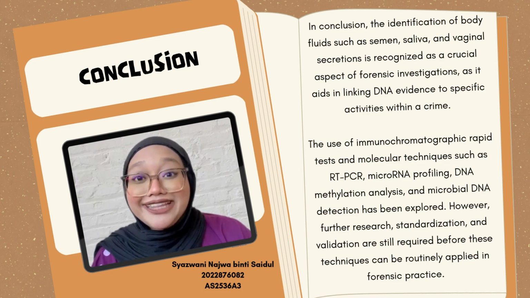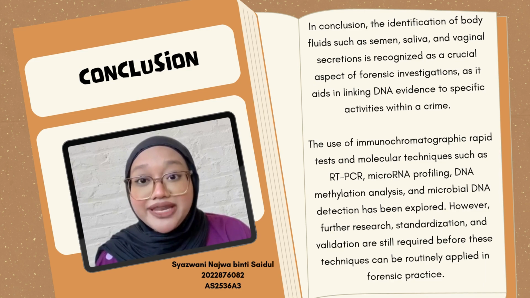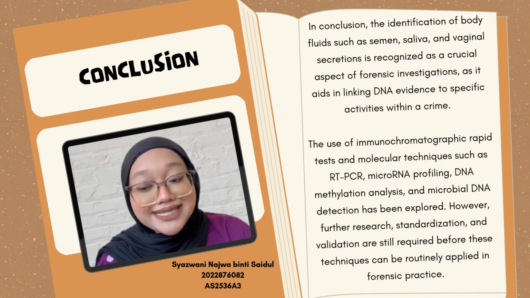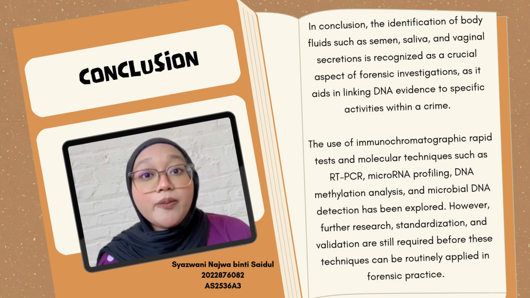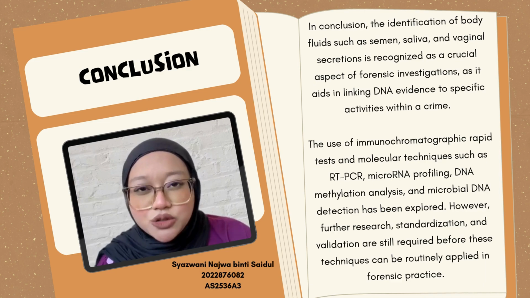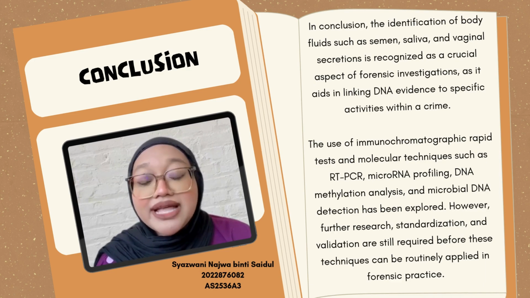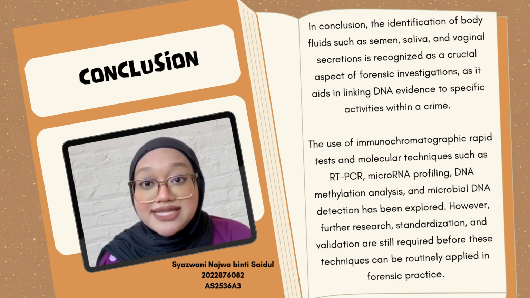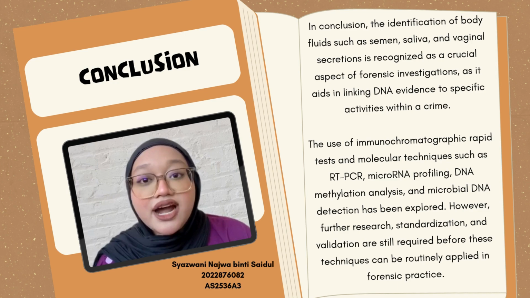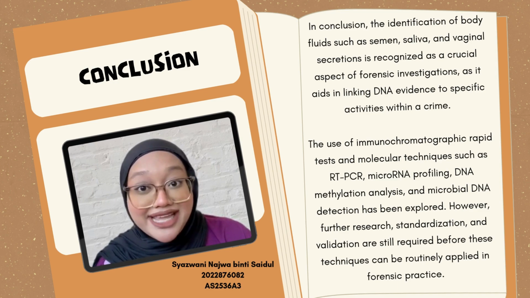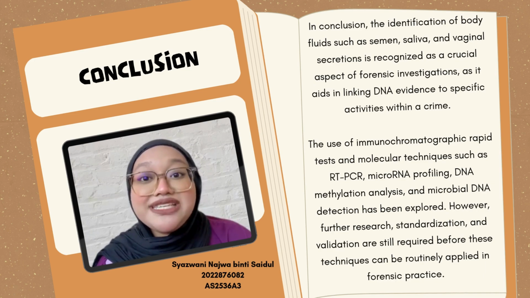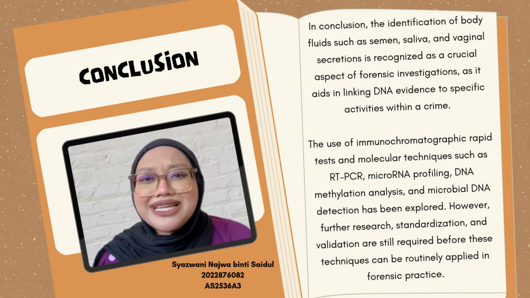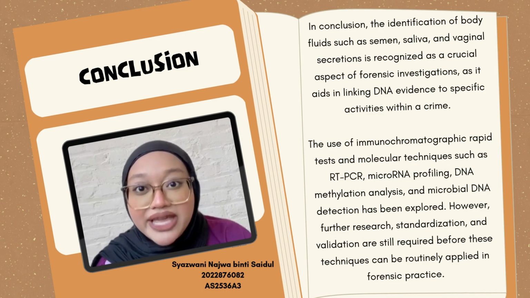In conclusion, identifying body fluids like semen, saliva, and vaginal fluid is vital in forensic work because it connects DNA to specific actions in a crime. Traditionally, tests like enzyme assays and stains are quick and easy, but modern DNA typing works even on tiny or old samples, so body fluid tests must keep up. That's why experts are now using fast immunotest kits and molecular techniques such as RT-PCR, microRNA, DNA methylation, and bacterial DNA analysis. These new methods are more precise and match the sensitivity of DNA tests, but there still needs to be more research and validation before they are ready for regular use.